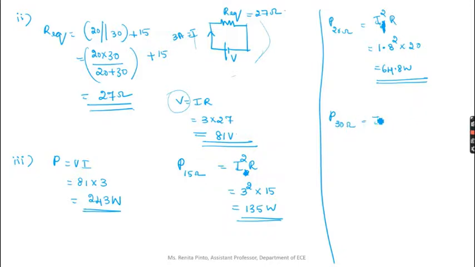Next, P30 ohm. So the current in the 30 ohm resistor is I2. So I2 square into R. So what is I2? I2 is 1.2. So 1.2 square into 30. Yes. So this is how you are going to use your power equation in the problems whenever they have asked you to find out the power.